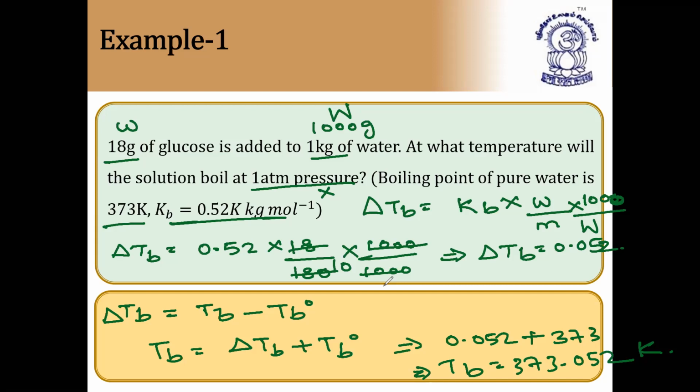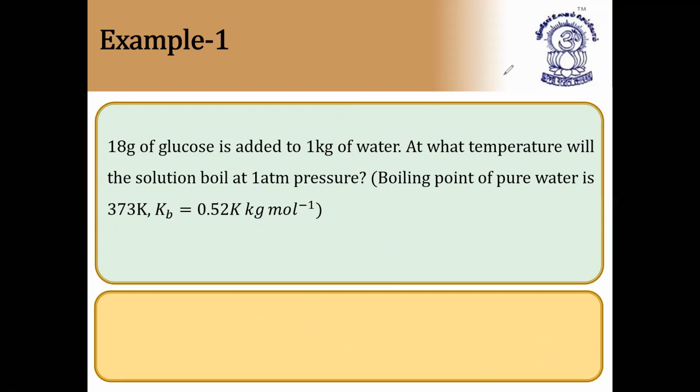So from the formula we know delta TB is equal to TB minus TB naught. Means TB is equal to delta TB plus TB naught. So TB is nothing but the boiling point of the solution after adding solute. So that becomes 373.052 kelvins. I hope it is clear now. So 373.052. This is clear. Next question.